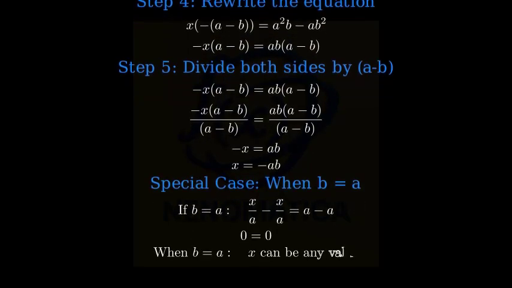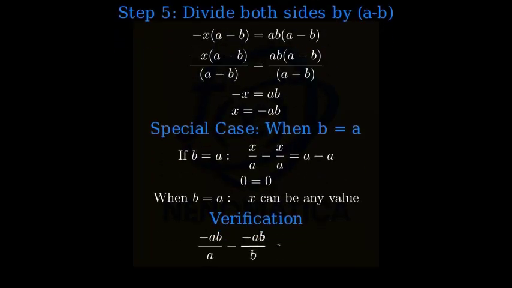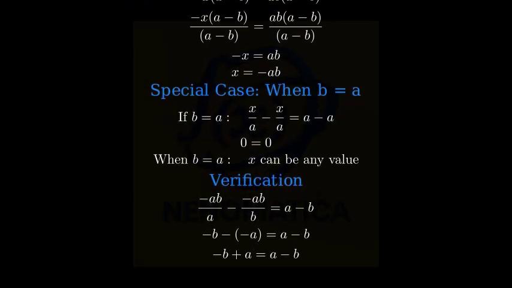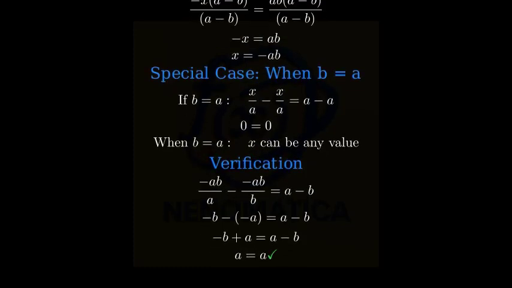Therefore, when b equals a, the equation has infinitely many solutions, or we can say that x can be any value. Let's verify our solution by substituting x equals negative ab back into the original equation. We have negative ab over a minus negative ab over b equals a minus b. This simplifies to negative b plus a equals a minus b. Further simplifying, we get a equals a, which is true.